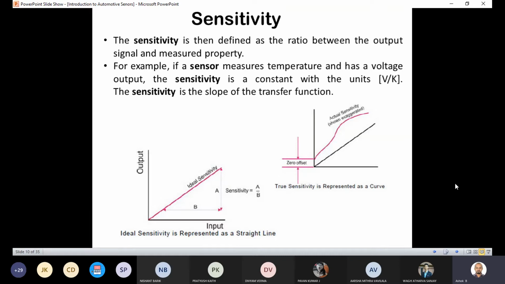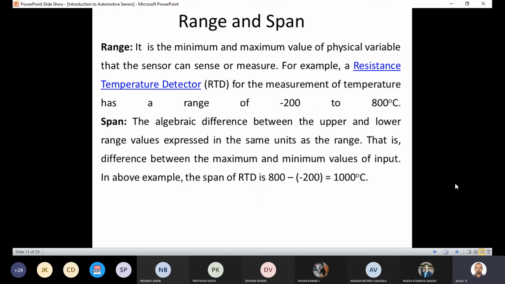If you see, ideal sensitivity is represented as a straight line, whereas true sensitivity shows a deviation from the ideal conditions. That is the slope we are getting. That is what we call sensitivity, which is nothing but the relation between the output signal of a sensor and the input sensing value.